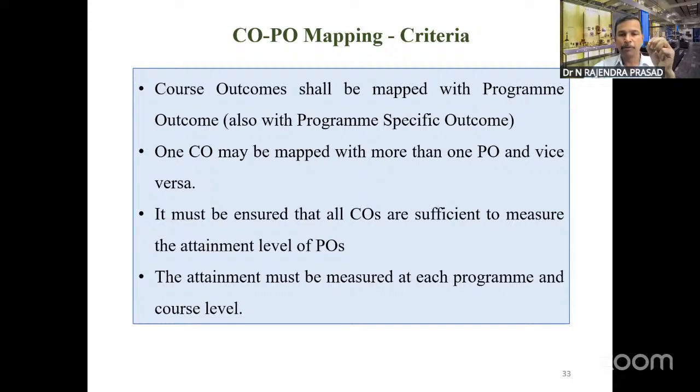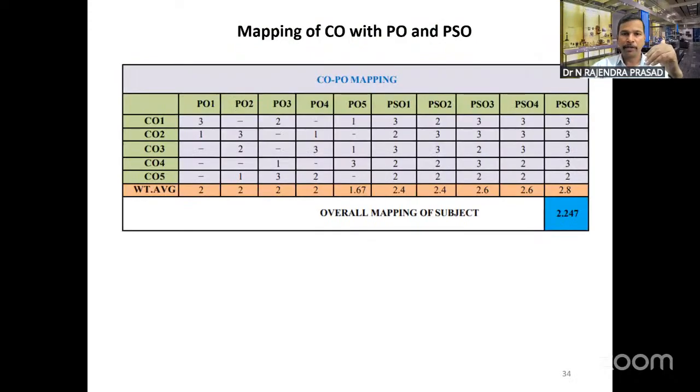So attainment must be measured at each program and course level. If you are good enough to measure the attainment level for a particular course, then it is easy to measure the attainment level for that particular program. So attainment evaluation will commence from the course, then it will go to program educational objectives, then ultimately to the vision and the mission. This is very important.